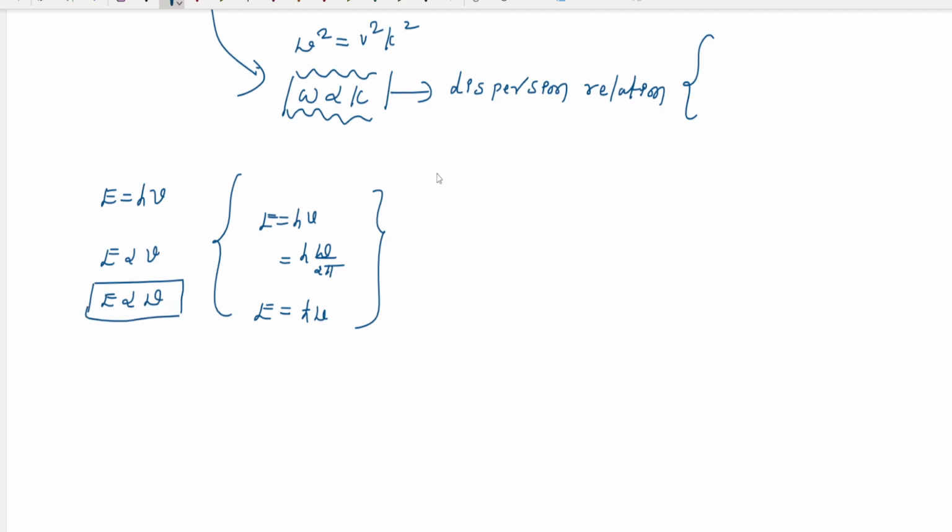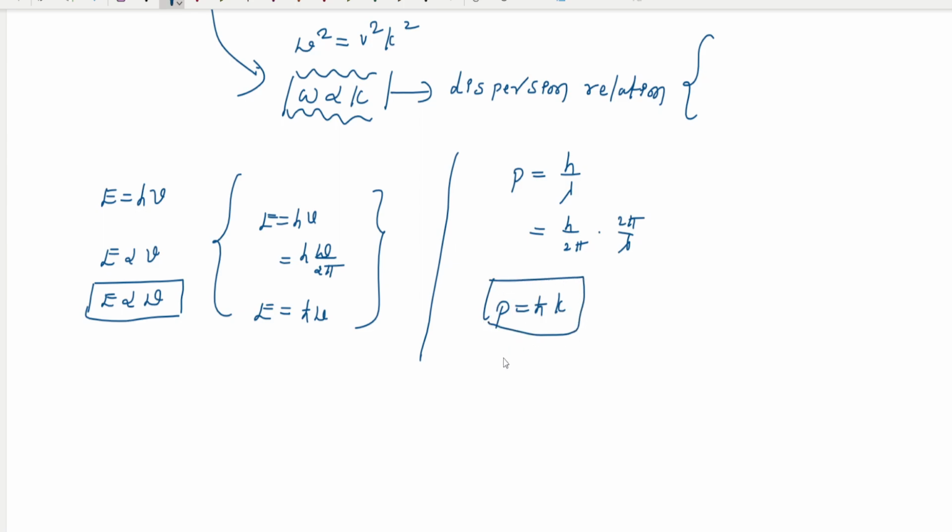Then the de Broglie wave equation: p is equal to h divided by lambda, right? We can represent this as h divided by 2 pi into 2 pi divided by lambda. Then p is equal to h cross k. This is another equation. So p is proportional to k.